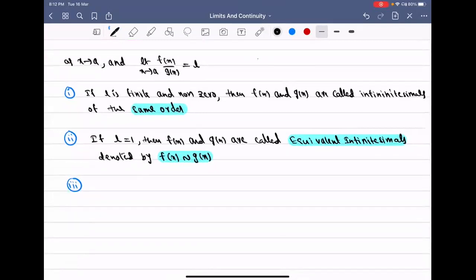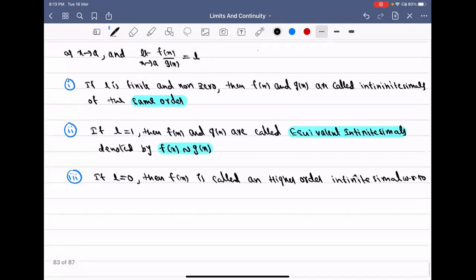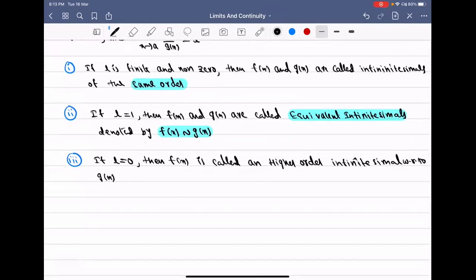Next, third point. If L is equal to 0, then f of x is called a higher order infinitesimal with respect to g of x.